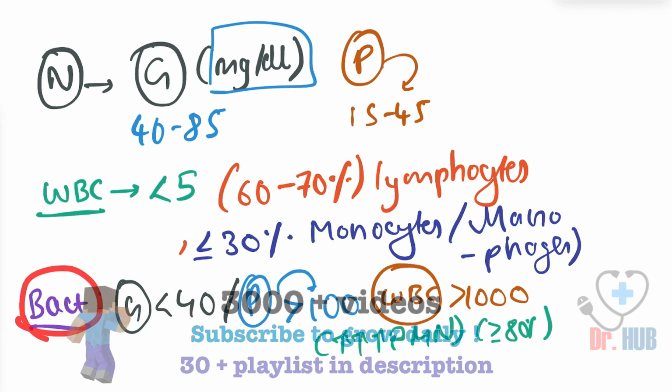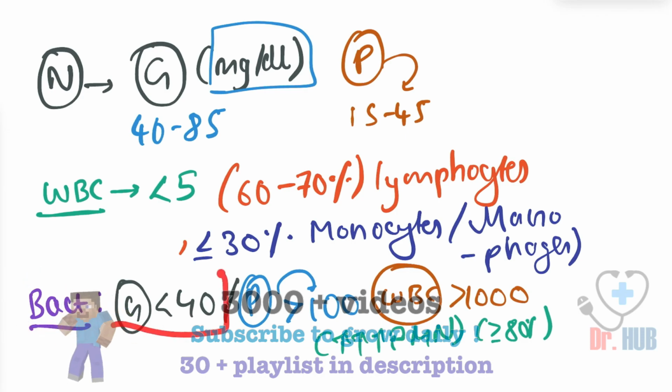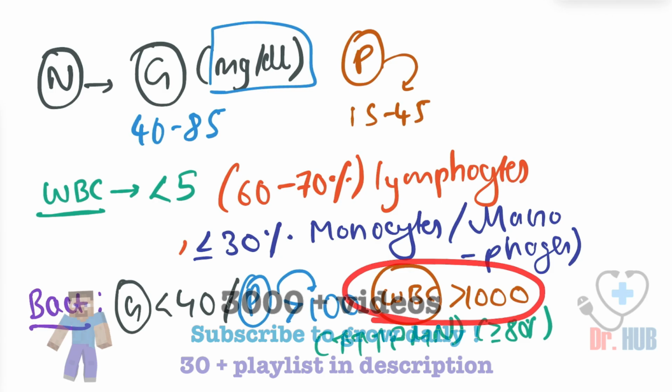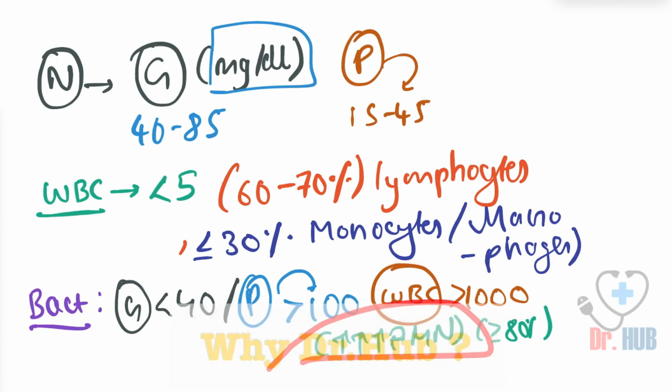Then we also looked at the bacterial. In terms of bacterial, the glucose is less than 40, and the protein is greater than 100. And WBC is greater than 1000, with an increase in the PMNs that amounts to greater than 80%.